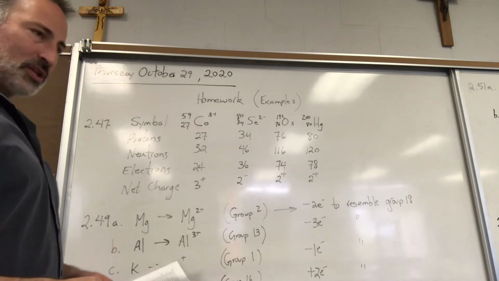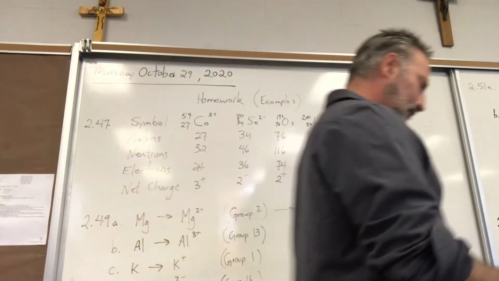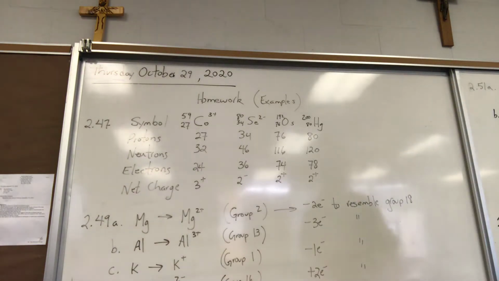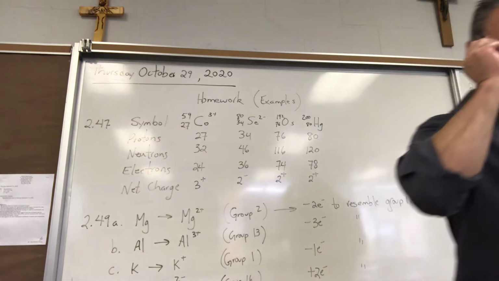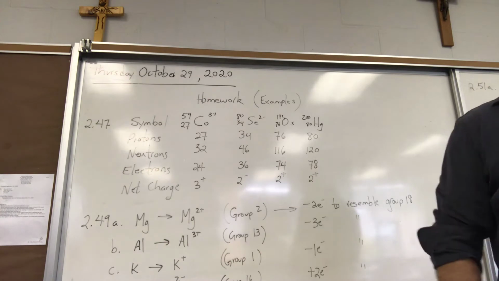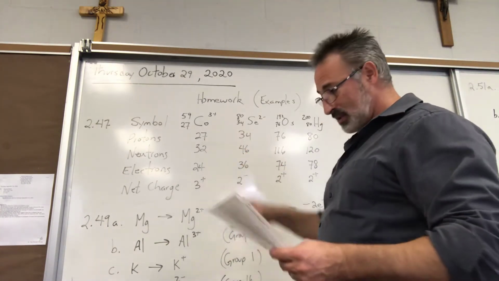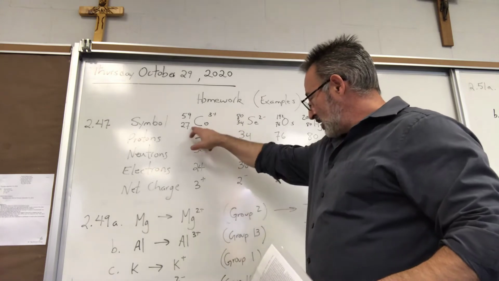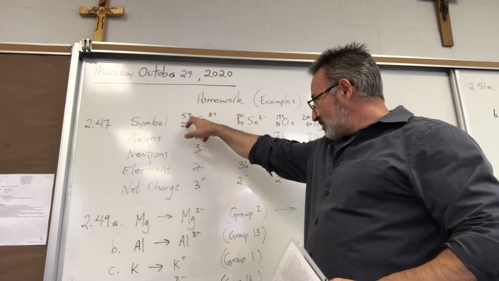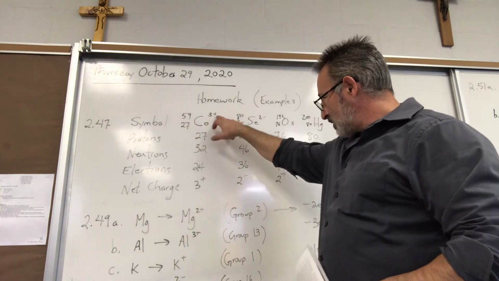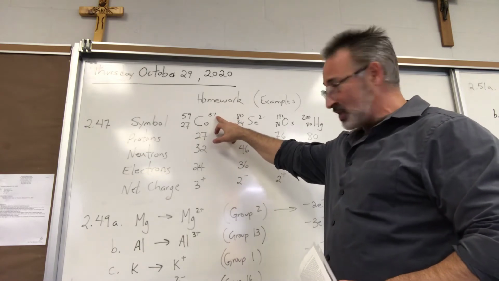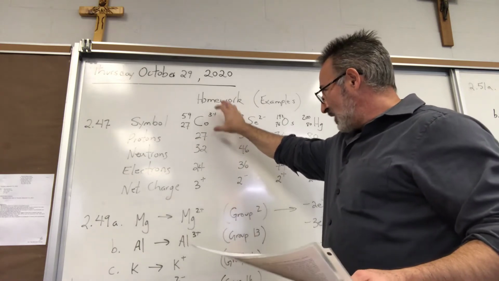So the first question, 247, is a table where they give you a symbol, and then they ask you to fill in the gaps in the table. So for example, cobalt, which is element number 27, has a mass number of 59, and this particular cobalt atom has a charge of +3. So what does that tell you? What does this symbol tell you?